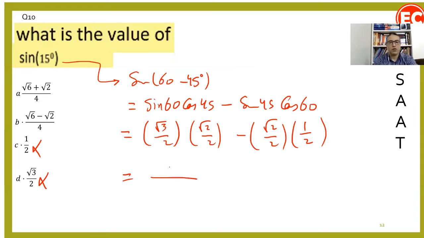So it's root 6 over 4 minus root 2 over 4. So directly it's minus. So the answer is B. Mr. Shem, do I have to do all that? If you don't know what sine 15 is, you have to do all that, or you are going to lose the question.